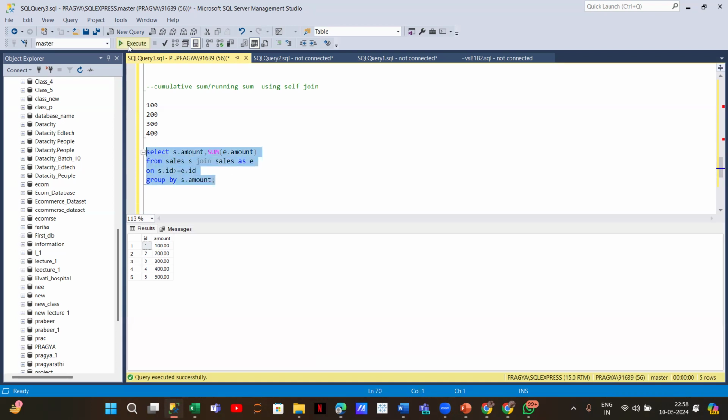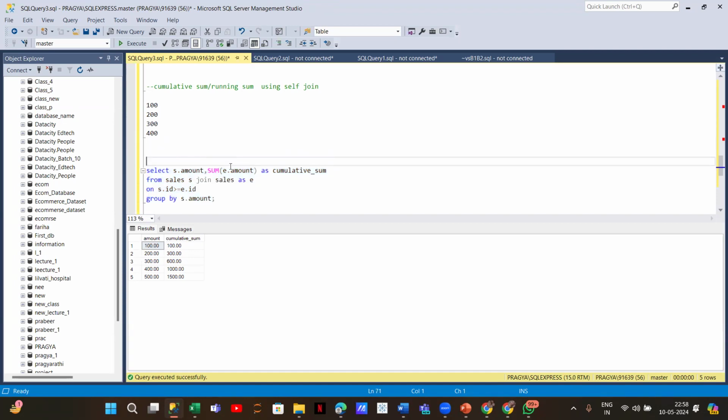If I am using a non-aggregate column with the aggregate column, then group by is mandatory to use. And in group by, you will write the non-aggregate column that we have. Okay. So if I just run it, as I'm giving the name to my column, cumulative sum, am I getting the correct answer? Try to solve this yourself also. Make this in your Excel sheet and try to solve it afterward.